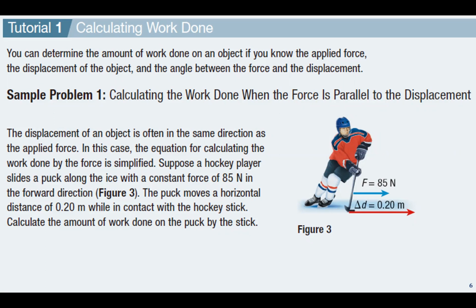Suppose a hockey player slides a puck along the ice with a constant force of 85 newtons in the forward direction, which is shown here in figure 3. The puck moves a horizontal distance of 0.20 meters while in contact with a hockey stick. Can you calculate the amount of work done on the puck by the stick? Okay, I'll give you 5 minutes to consider this simple problem here.